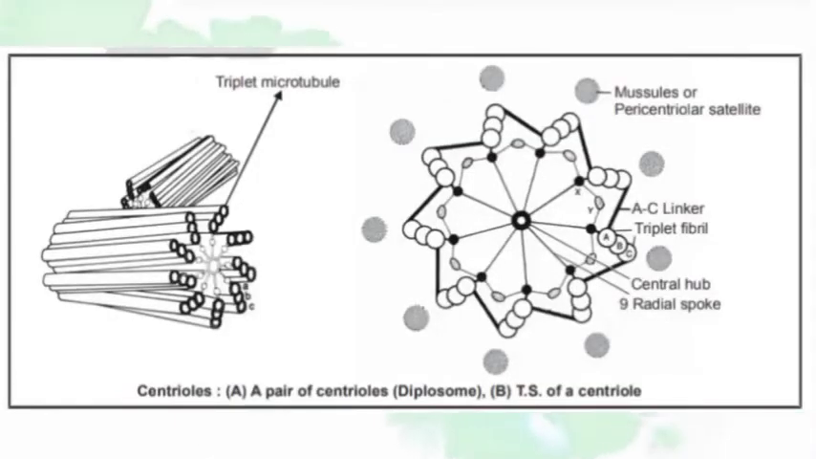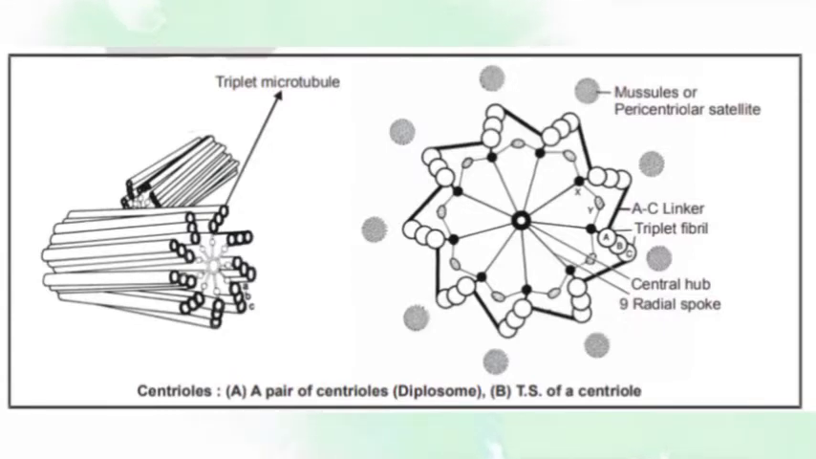Let's check the diagrammatic representation of centrioles or centrosome or diplosome. See here we have a pair of centrioles, or diplosome, and a transverse section of a centriole. In the transverse section of the centriole, it contains a central hub. Peripheral to the central hub, it contains 9 peripheral triplets. These triplets are connected with each other with the help of A-C linkers. Then these triplets are connected to the central hub by radial spokes.